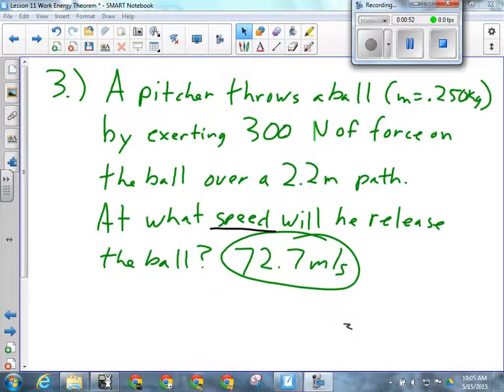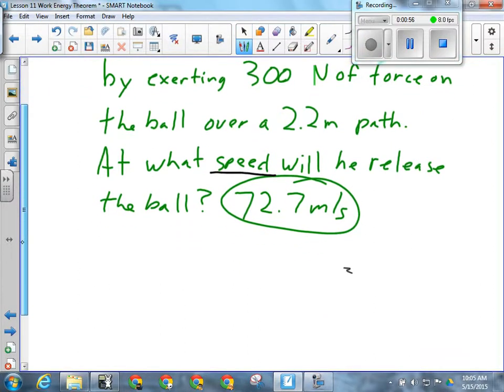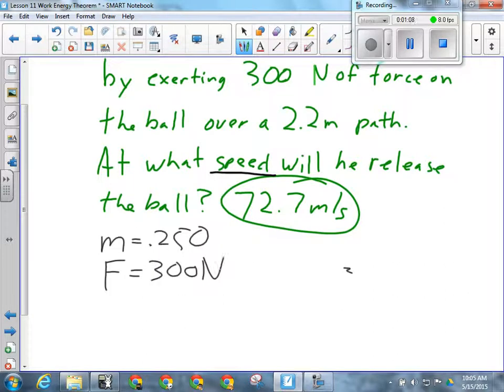Pitcher throws a ball, and its mass is 0.250 kilograms. So that's our first given. Mass equals 0.250. He exerts 300 newtons of force, so that's F, over a 2.2 meter path. What does meters measure? Distance. I've got force and distance here, so what's going on in this question?